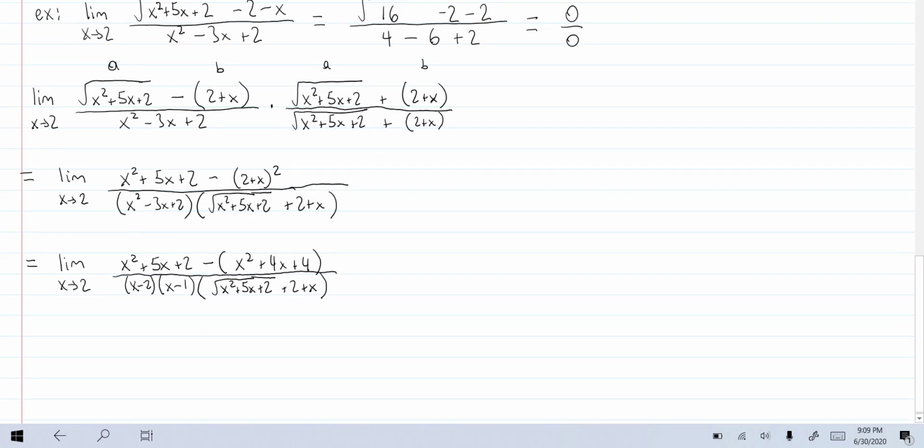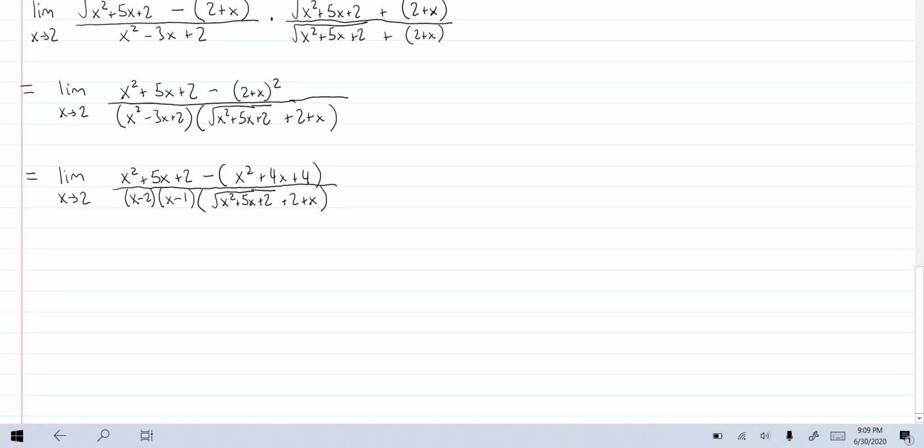Okay. In the numerator, we're going to distribute the minus sign and then combine like terms. So we're going to get x squared minus x squared, so they're actually going to cancel out. We're going to get 5x minus 4x, leaving us with 1x. Then we're going to get 2 minus 4, which leaves us with a minus 2. I'm going to copy my denominator.